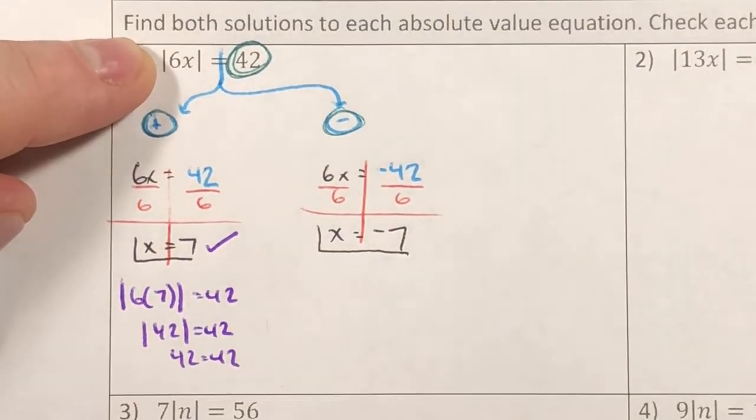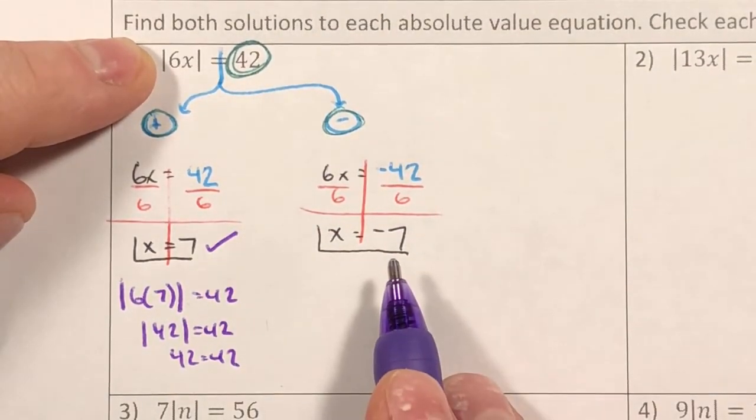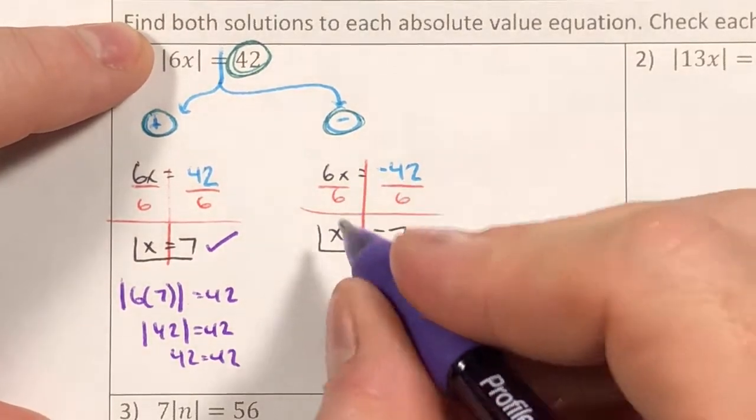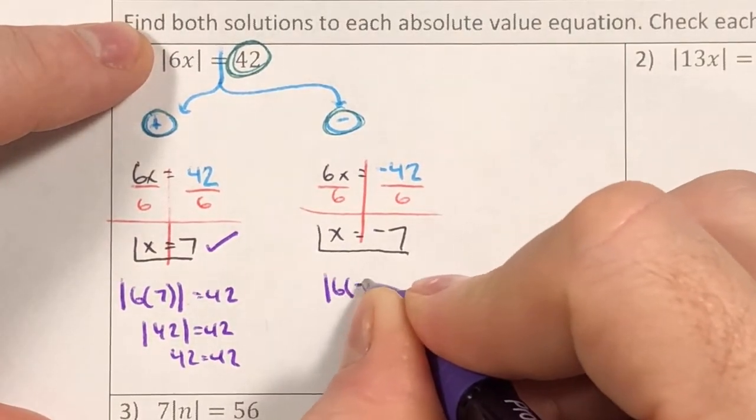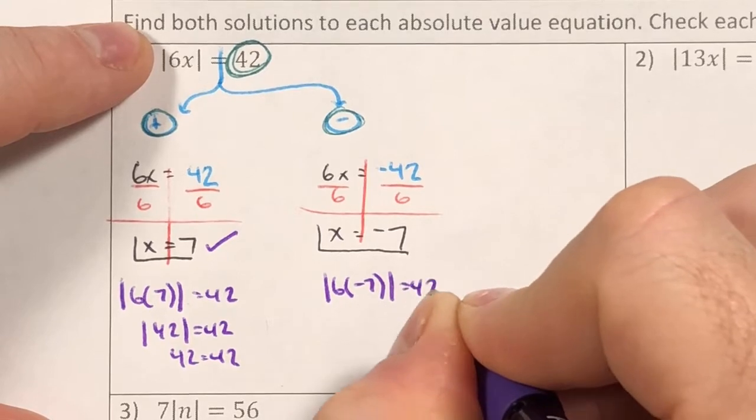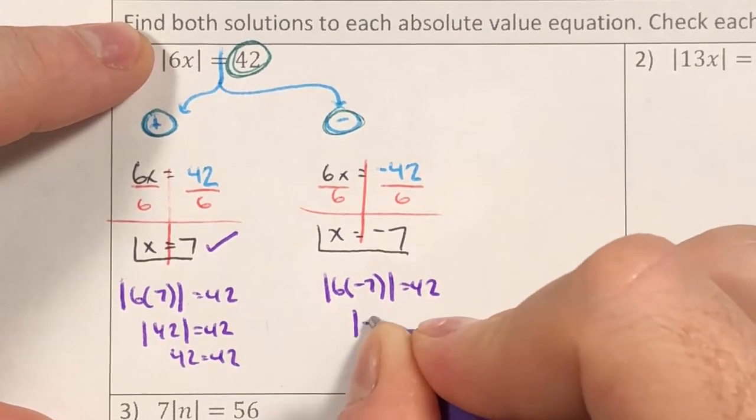That answer works out. I'm going to do the same thing to negative 7. I'm going to plug that back into the original equation. So the absolute value of 6 times negative 7 is 42. That's going to be the absolute value of negative 42.